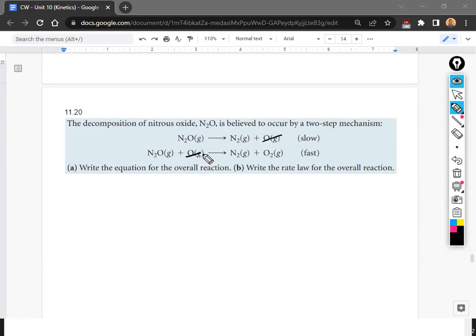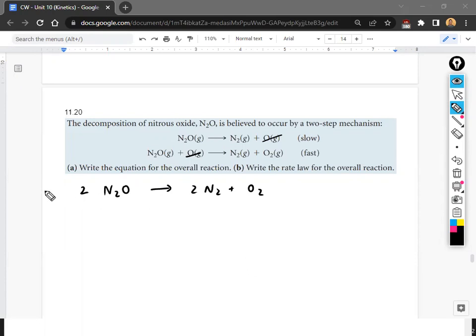So you can eliminate the intermediates, and that's going to let you write the overall reaction. We're going to write N2O. How many nitrogen dioxides do we have? 2. Yep. And do we have any other reactants? No. So 2 nitrogen dioxides for the product, and then the last one is O2. So this is the overall reaction.